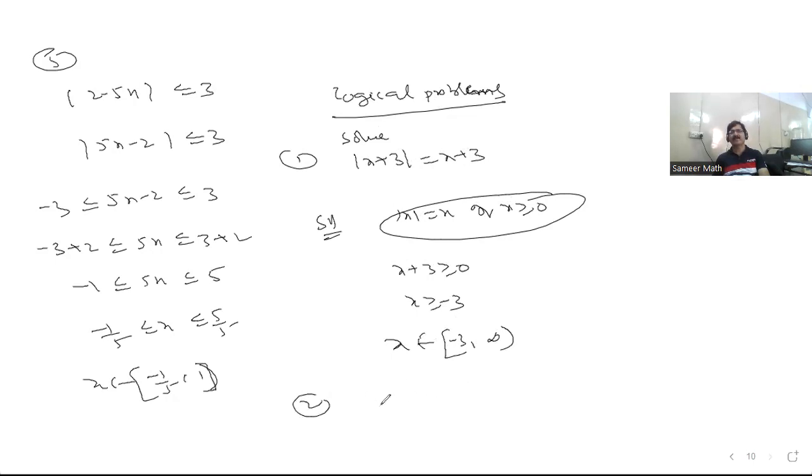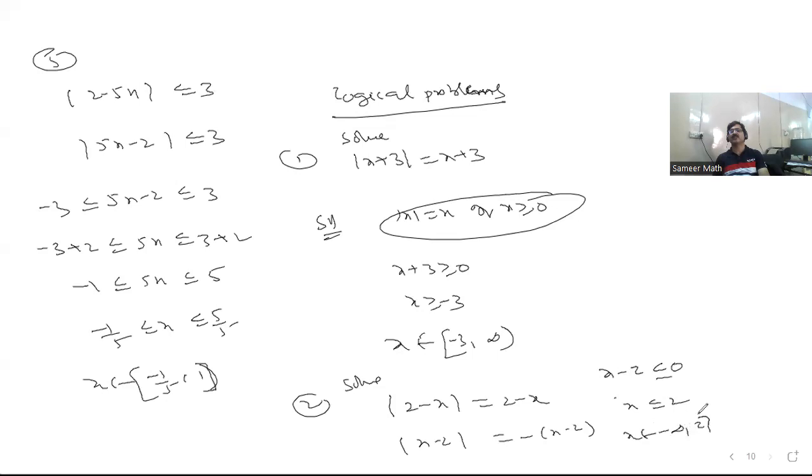Of course, if I say like this, solve, see this, mod of x minus 2 is equal to 2 minus x. You can write x minus 2 here, minus of x minus 2. Changing or not? When is it possible? Here, x minus 2 should be less than or equal to 0. So x is less than or equal to 2. So x belongs to what? Minus infinity to 2. You should catch this particular point.